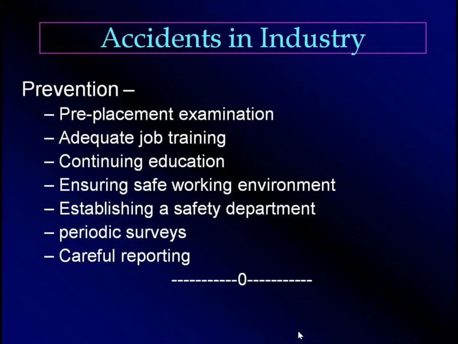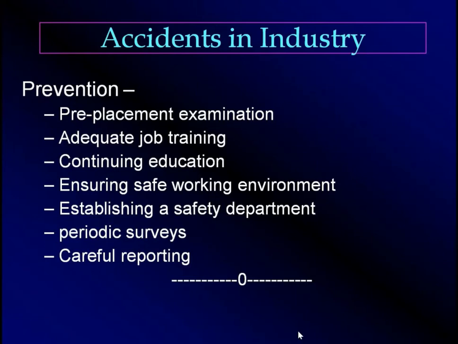So next, coming to the prevention. How do you prevent accidents in the industry? It is mainly done under these measures, like pre-placement examination. Pre-placement examination means that before taking the person into work, it is very important to examine how well he performs the work. That is called pre-placement examination. Next is adequate job training. After placing the person into the work, it is important to adequately train the person to prevent him from getting accidents. Next is continuous education.